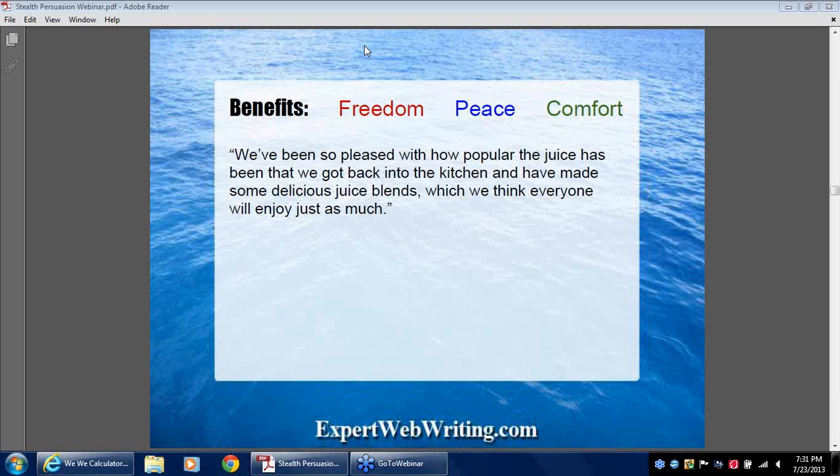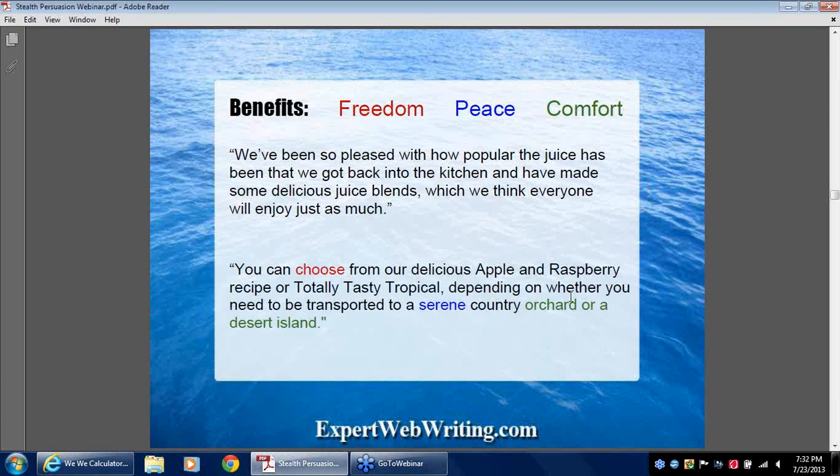So I rewrote it: you can choose. I wanted to use the word choose as my freedom benefit. From our delicious apple and raspberry recipe or totally tasty tropical, depending on whether you need to be transported to a serene, that's my peace benefit, country orchard, or a desert island, the comfort. So I identified and injected my 3 benefits that matter most into the copy to get it away from process and address the benefits that matter most to people.